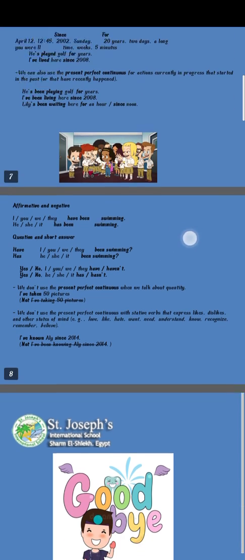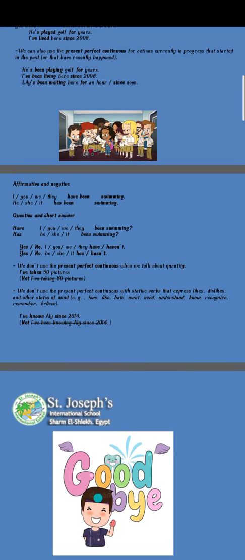Let's see the different forms for the present perfect continuous. Of course, we know that we use have with I, you, we, they, followed by been, and after that we use verb plus ing. With he, she, it, we use has plus been plus verb plus ing.